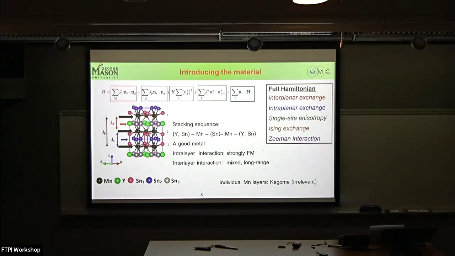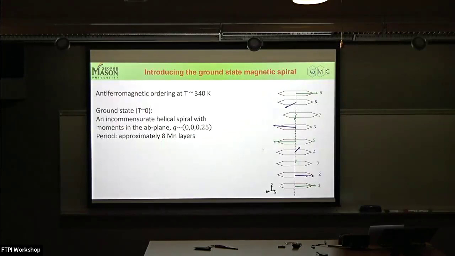Now, the full Hamiltonian to describe that consists of interplanar exchange, which is very strong ferromagnetic, and intraplanar, which, as I say, depends, and J1, J2 are different. Then there is a single-site anisotropy, which for the manganese layers themselves is an easy-plane anisotropy. Then there is one that will turn out to be important in one particular case: an Ising interaction between the spins, which is allowed by symmetry. And of course, there is Zeeman interaction. The antiferromagnetic ordering temperature is 340.